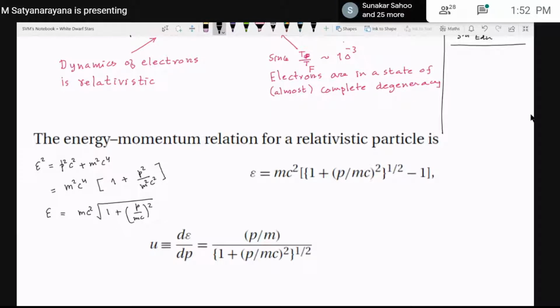But you want only the energy where you remove the rest mass energy from this. Let me say that this is capital E, so capital E is equal to this, and this small epsilon that we are writing is capital E minus mc squared. That means that you remove the rest mass energy. So that is your epsilon, that is mc squared into the square root of 1 plus (p by mc) the whole squared, minus 1.